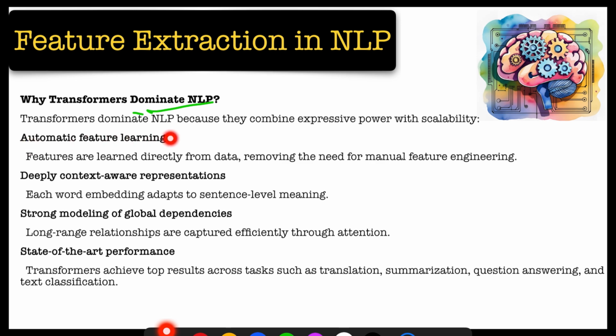It is automatic feature extraction. Features are learned directly from the data, removing the need for manual feature engineering. It gives deeply contextual representations: each word embedding adapts to sentence-level meaning. It has strong modeling of global dependencies: long-range relationships are captured efficiently through attention. And it has state-of-the-art performance: transformers achieve top results across tasks such as translation, summarization, question answering, text classification and so on. So this is the gist of feature extraction in NLP. I'll discuss it in detail in my NLP discussion.